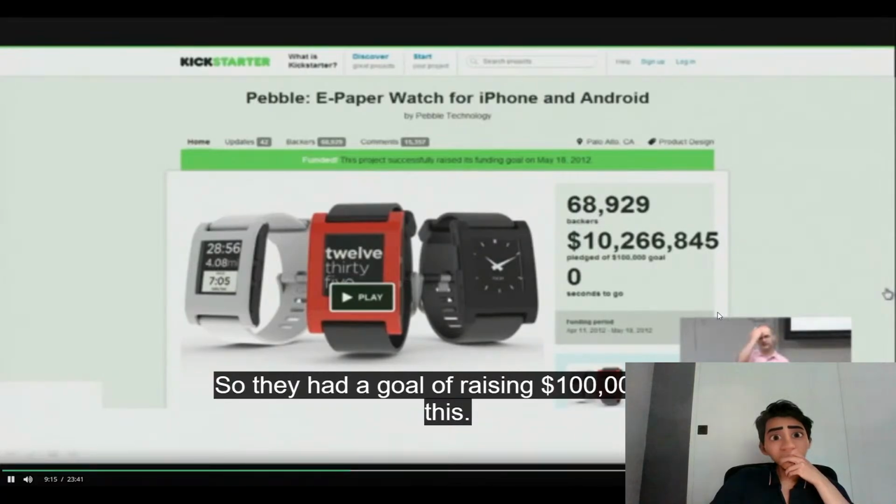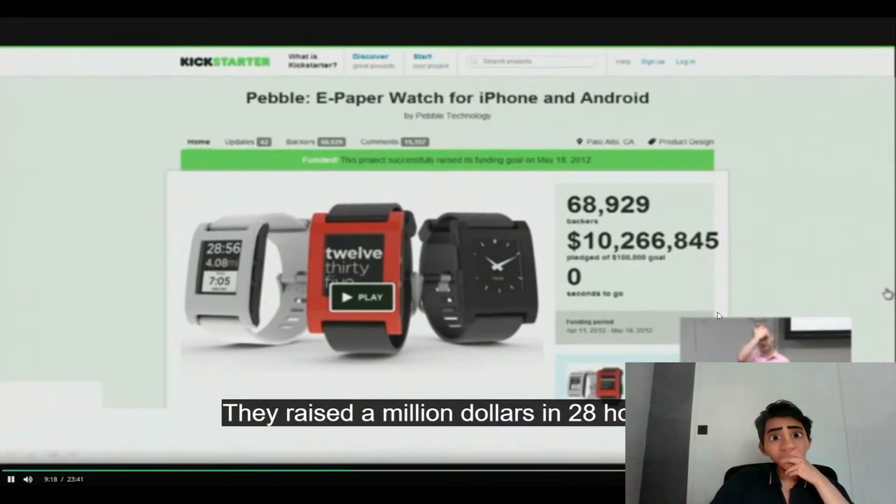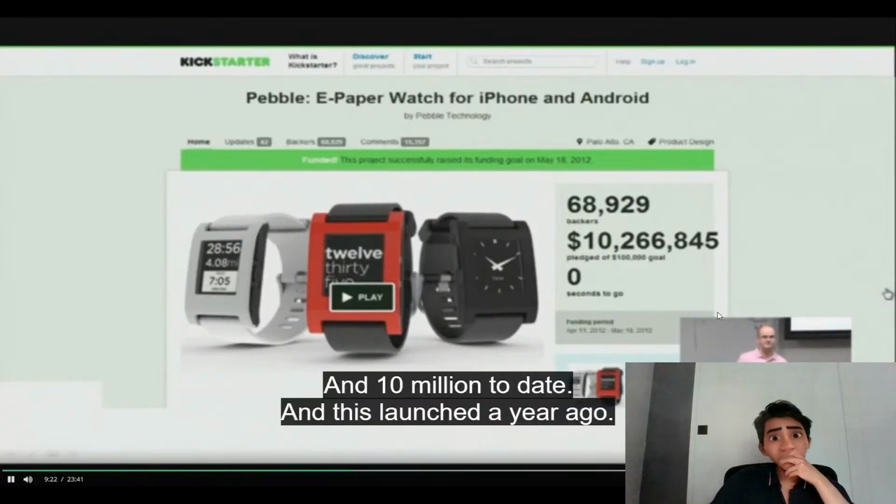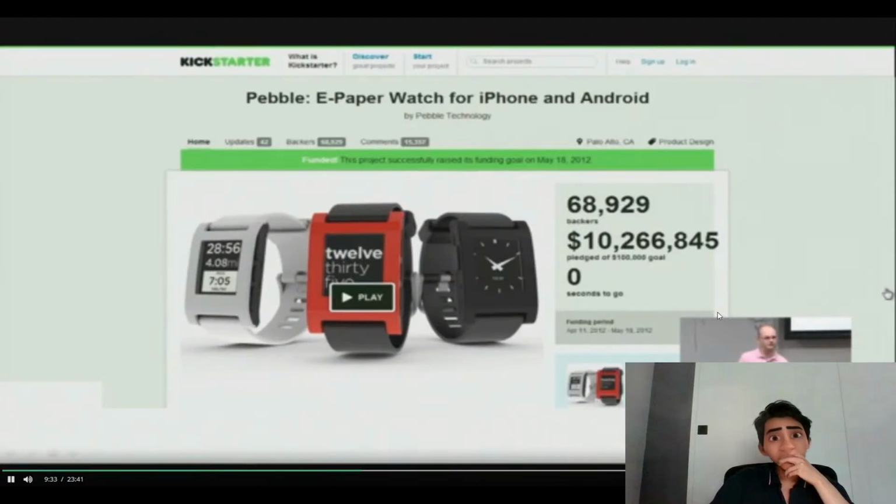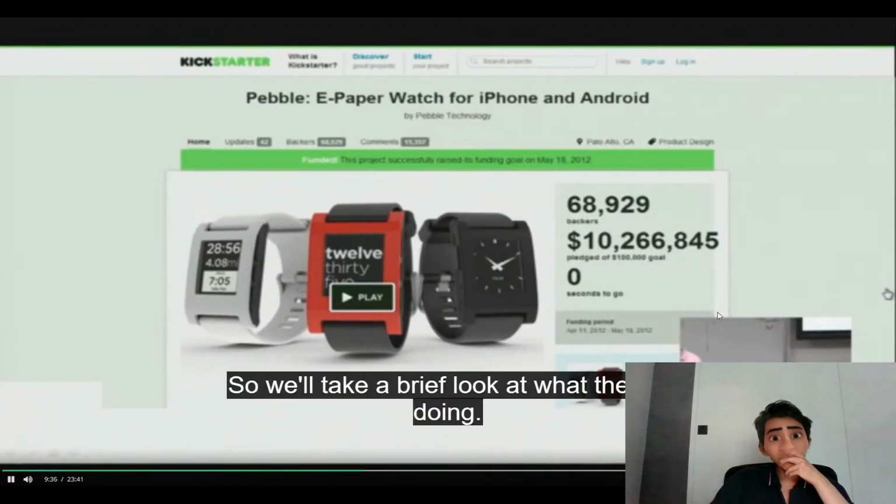So they had a goal of raising $100,000 for this. They raised $1 million in 28 hours, and $10 million to date. And this launched a year ago, May of 2012. So we'll take a brief look at what they're doing.